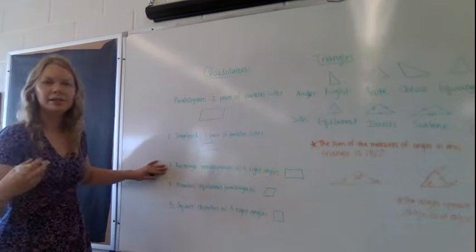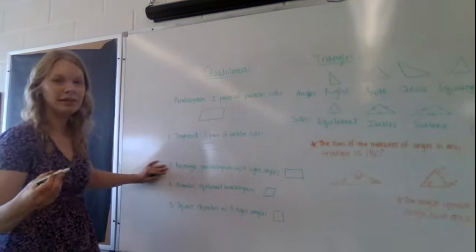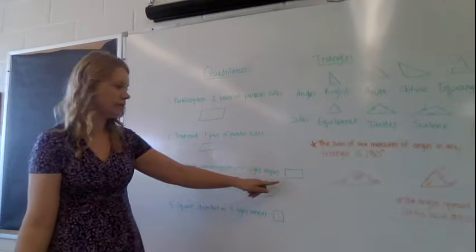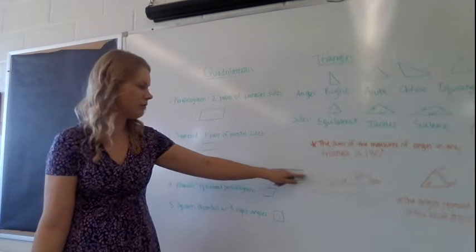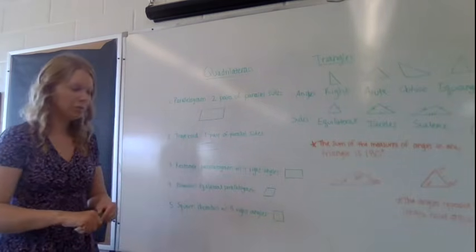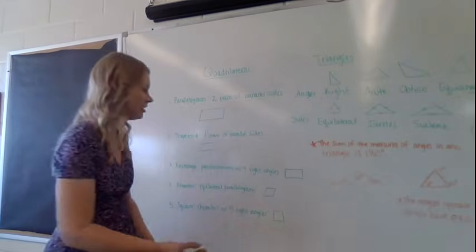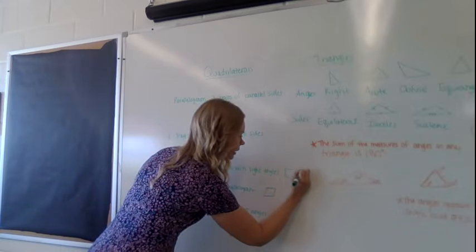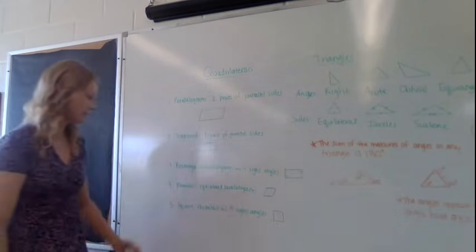A rectangle is a type of parallelogram that has 4 right angles, okay? So a rectangle is a parallelogram because it has 2 pairs of parallel sides, just with the extra bonus feature of having 4 right angles, okay? And again, a right angle is equal to 90 degrees.